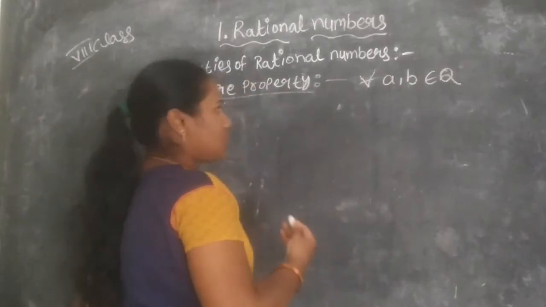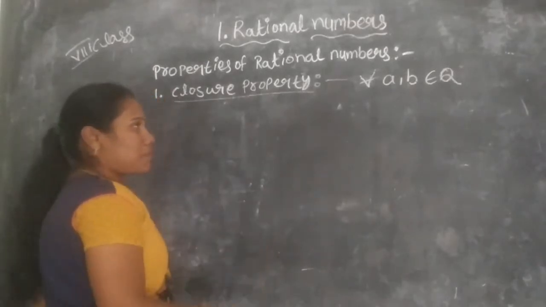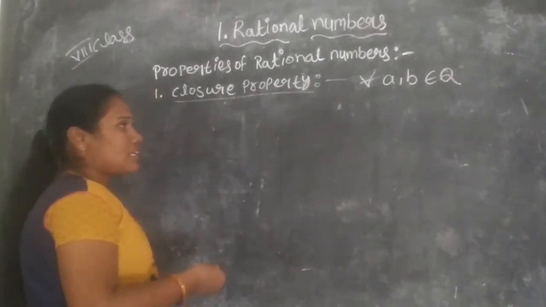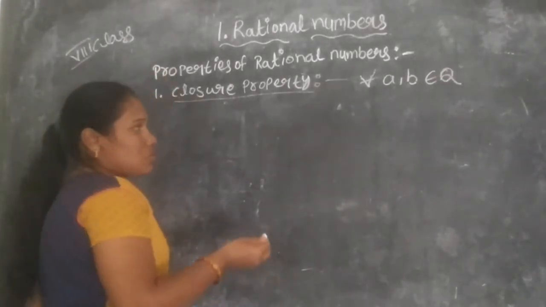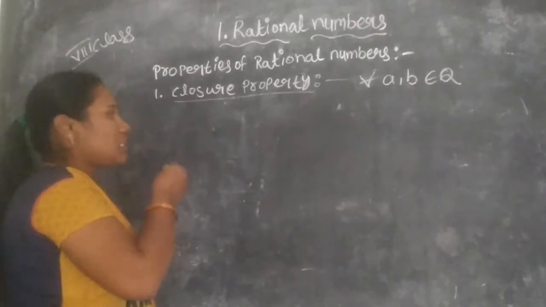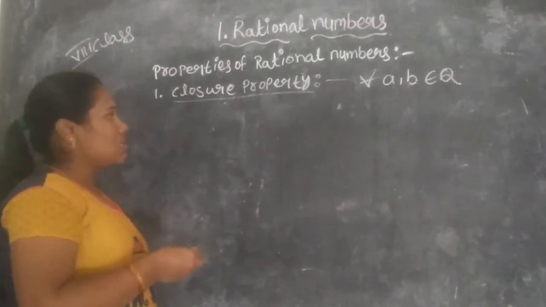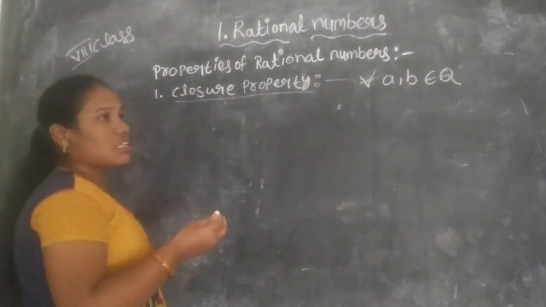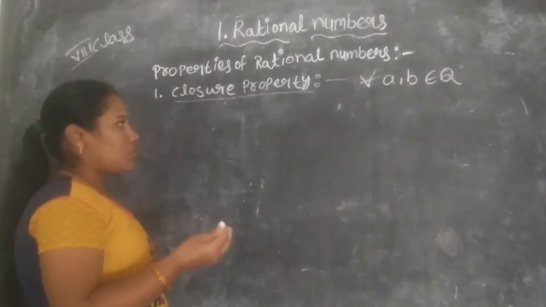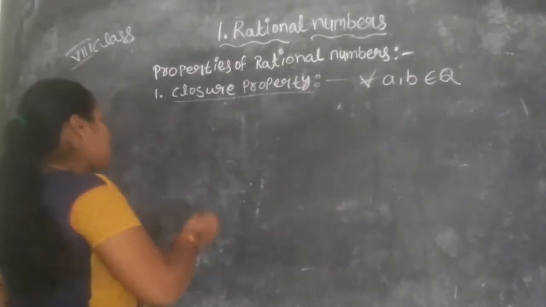For every arithmetic operation: for addition, a plus b belongs to Q. For subtraction, a minus b belongs to Q. For multiplication, a into b belongs to Q. And division, a divided by b belongs to Q. So if any two rational numbers are given, depending on the operation, the sum, difference, product or quotient should be another rational number.